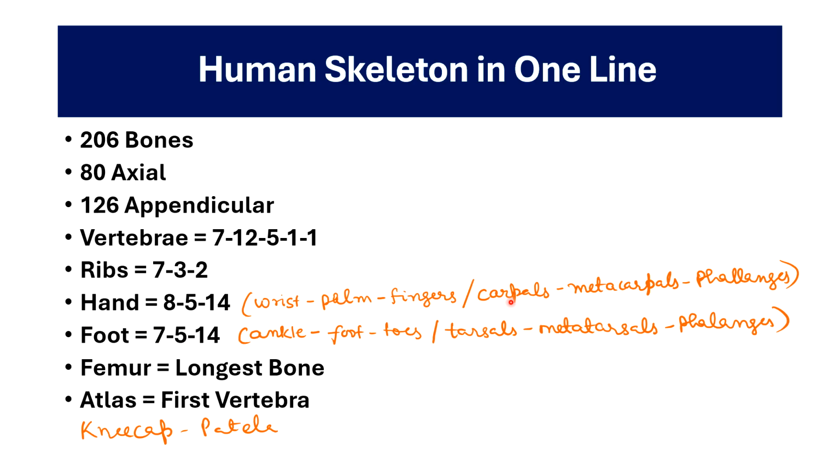That is, we have 8 carpals but 7 tarsals in the foot, because we have one kneecap or patella that is present in the hind limb. Now the longest bone is femur and the first vertebra is the atlas. These are the key points you must remember.